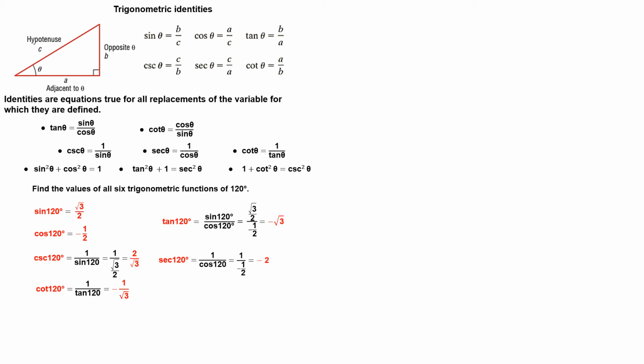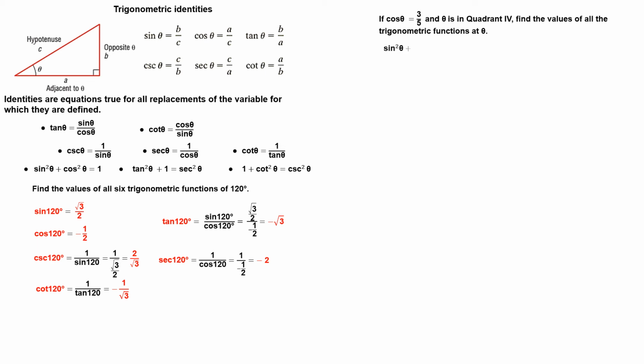Look at the next example. We can see one more time how we can find all trigonometric functions from the value of one. If cosine of theta equals 3 divided by 5 and theta is in quadrant 4, find the values of all the trigonometric functions at theta.